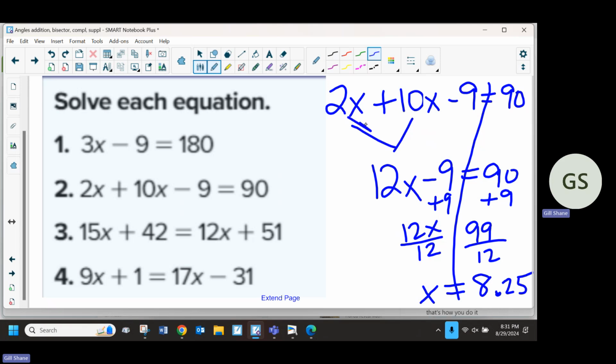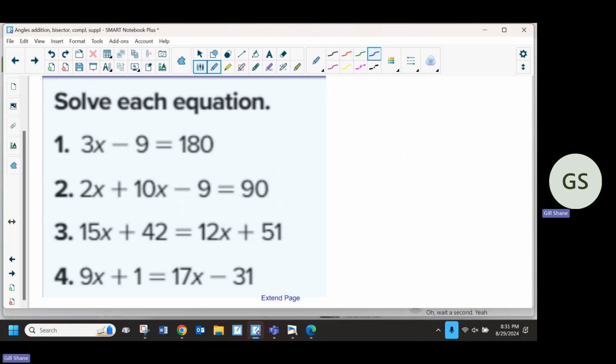When they are on the same side, you just combine them. You don't subtract or do anything underneath the equation. You just combine them into one term with x. Next. Oh, wait a second. 15x. So here's the next challenging one.